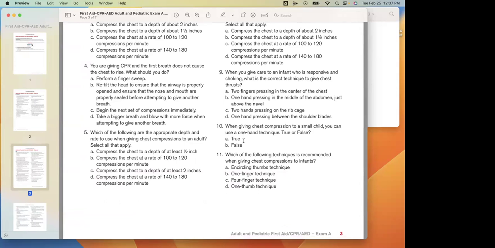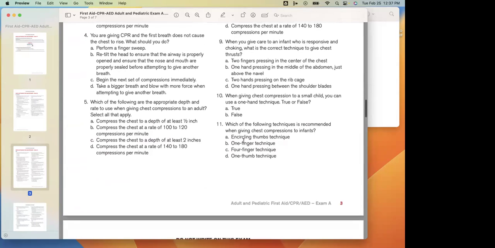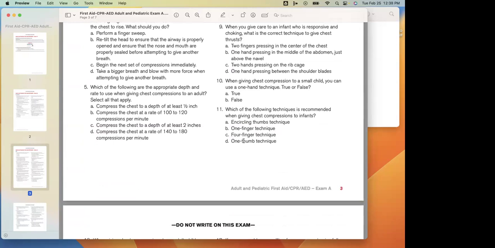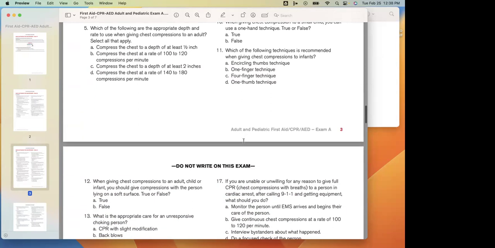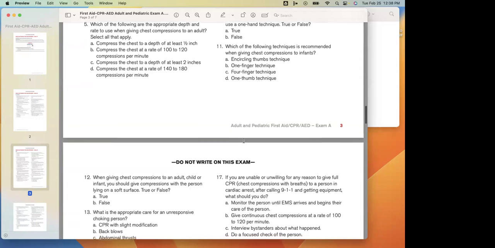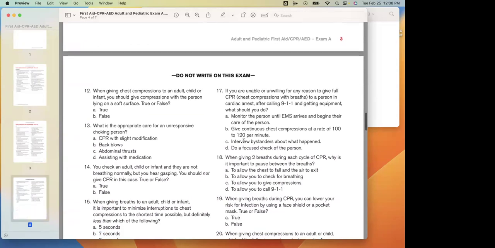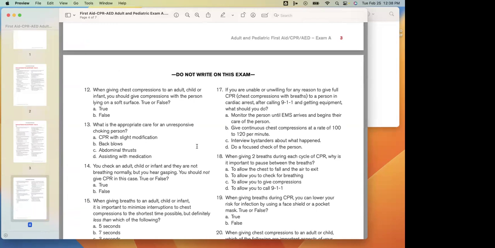Number 9, when you give care to an infant who is responsive and choking, what is the correct technique to give chest thrusts? Number 10, when giving chest compressions to a small child, you can use a one-hand technique. True or false? Number 11, which of the following techniques is recommended when giving chest compressions to infants? Okay, number 12, when giving chest compressions to an adult, child, or infant, you should give compressions with the person laying on a soft surface. True or false?